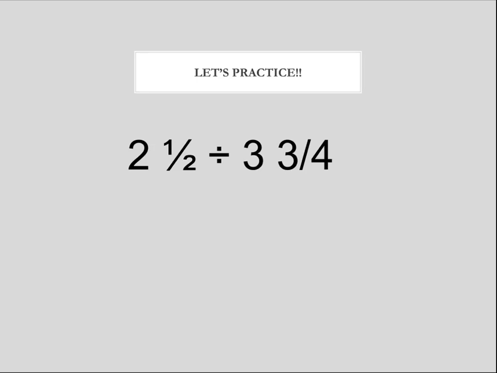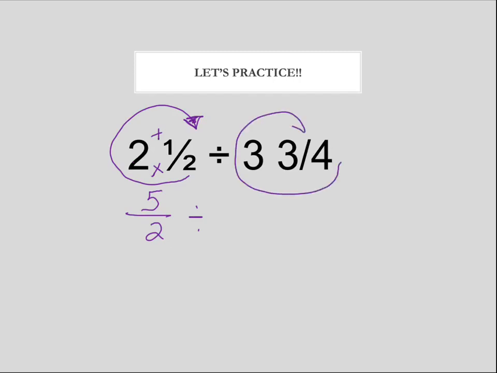It's important that you always take the time to rewrite this first as a division problem with improper fractions, and then secondly, rewrite it as a multiplication problem. Taking the time to do those extra steps helps to ensure that you don't make a little mistake. 2 times 2 is 4, plus 1 is 5, so that gives me 5 over 2, divided by 4 times 3 is 12, plus 3 is 15, 15 over 4. Now I'm going to keep, change, flip: 5 over 2, times 4 over 15.